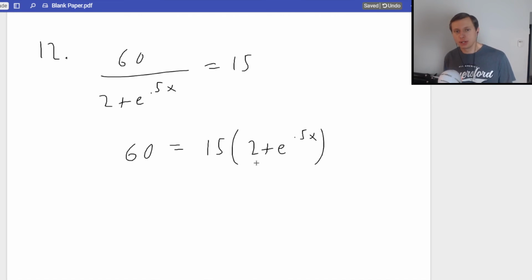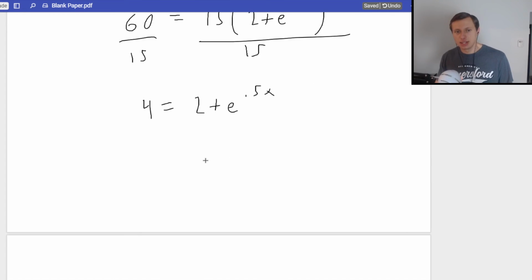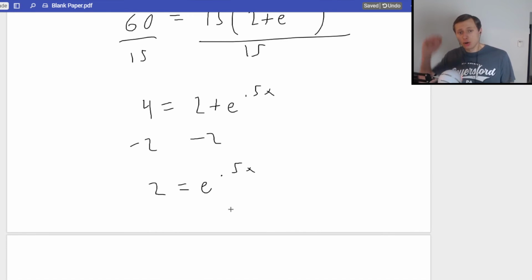Now I'm going to divide both sides by 15 because I'm solving for x. I need to get x by itself. So 60 divided by 15 is just 4. 4 equals 2 plus e to the 0.5x. Then I'm going to subtract 2 from both sides. So now 2 equals e to the 0.5x. And now, how do I solve for x here?